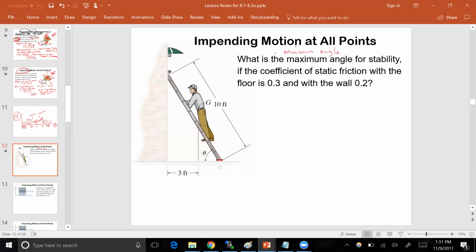The maximum angle for stability would be 90 degrees, right? If they're talking about this angle right here, and that angle goes past 90 degrees, you're going to start falling backwards the other way. That's something we don't need friction to help us with.